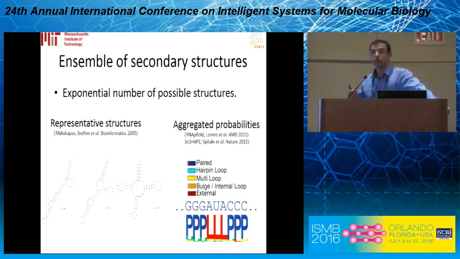Another way to represent the ensemble of possible structures is using aggregated probabilities. So here we have a probability distribution for each nucleotide in the sequence to be in each of the structural contexts. So we get a distribution, for example, over the nucleotide A of being external, bulge loop, multi-loop, hairpin loop, or paired. And this can be predicted using RNAplfold from the Vienna package, or experimentally measured using protocols such as icSHAPE, which gives us the probability of a nucleotide being paired.